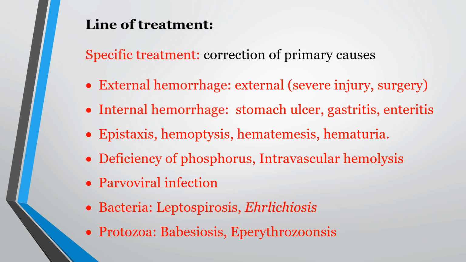Coming to the next important part, line of treatment. Along with the treatment of anemia, the line of treatment of the specific disease is also very important. So specific treatment should be given for the specific disease. Otherwise, simple treatment of anemia will not help. Specific treatment of the underlying disease or cause is a must.